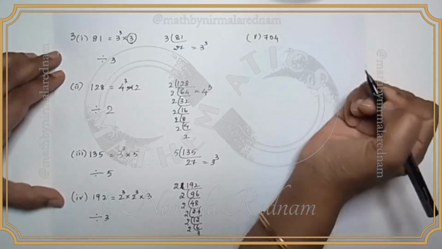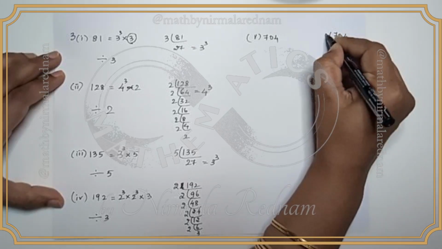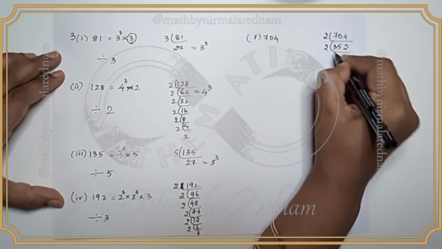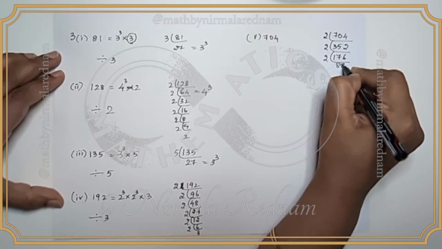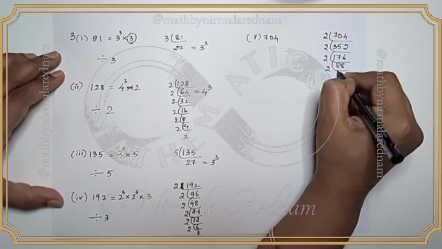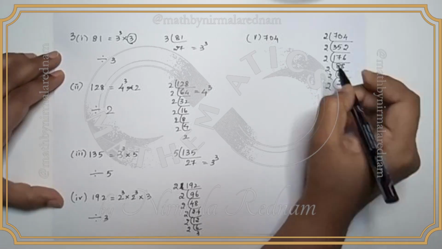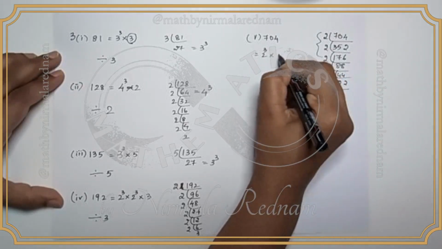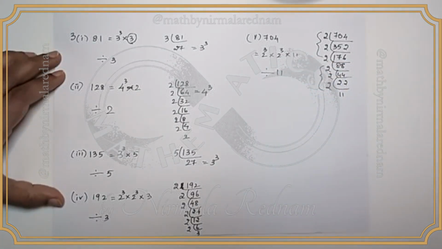Next sum is 704. So here I have 352, 176, 88, 44, 22, 11. So I have 2 sets of 2's, 2 cube and 11. So divide by 11 and you have your answer, right? So this is your third question.